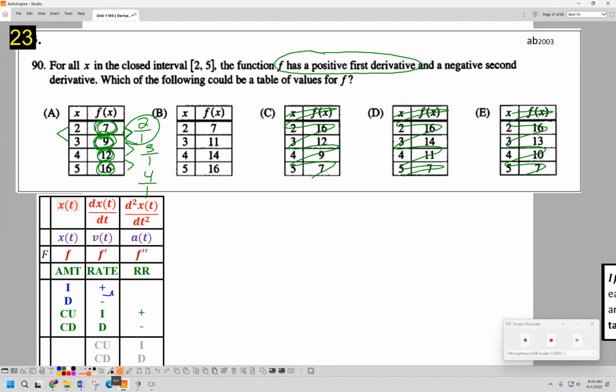Look, F prime is positive. So that means F has to go up. Oh, there's Kim. Negative second derivative. That means F double prime is negative. That means that the rate at which F is going up is getting less and less. This rate is getting more and more.